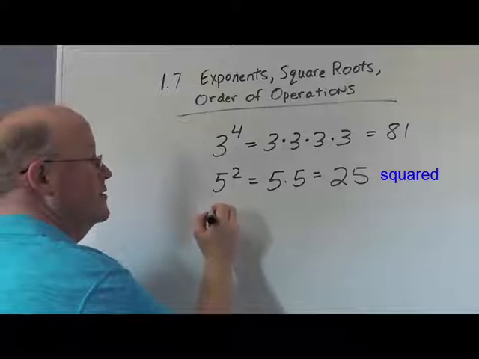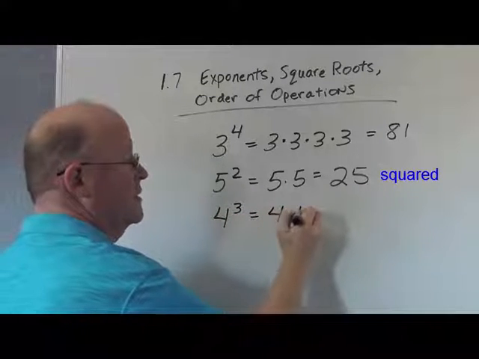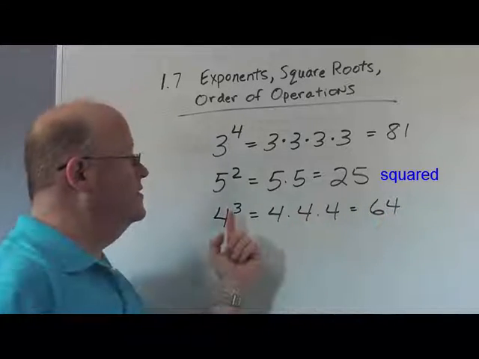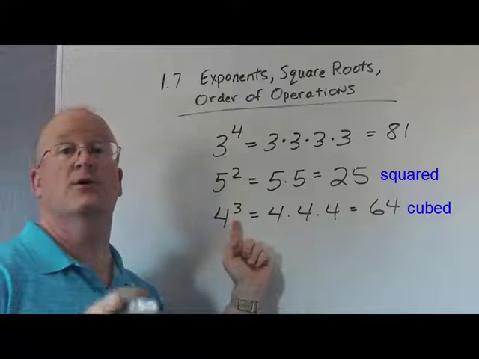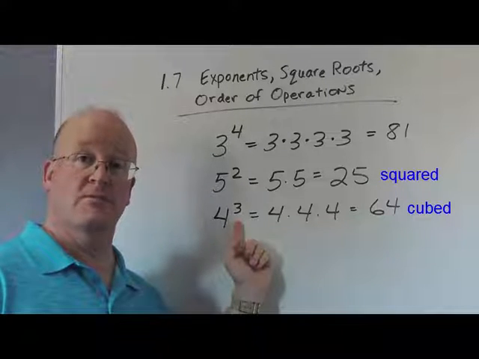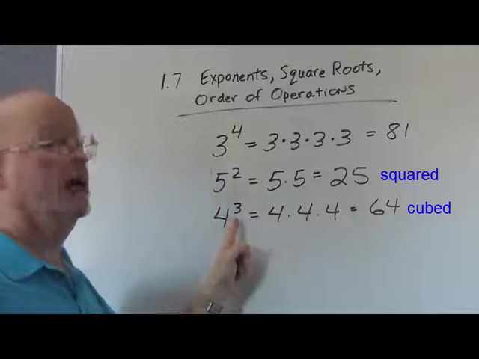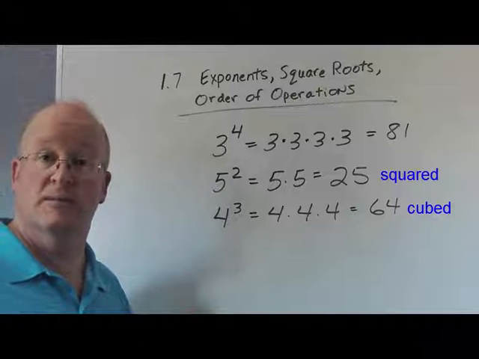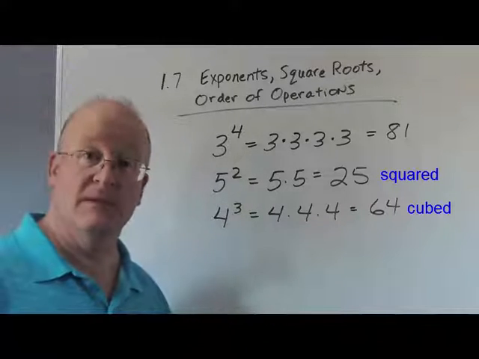And if we have something to the 3rd power, like 4 to the 3rd power, 4 times 4 times 4, which is 64, this 3 here is pronounced cubed. You can say 4 cubed or 4 to the 3rd power. The word squared for an exponent of 2 and cubed for an exponent of 3 are two special words we use because it shows up so often, and we don't have any special words for any other exponents.